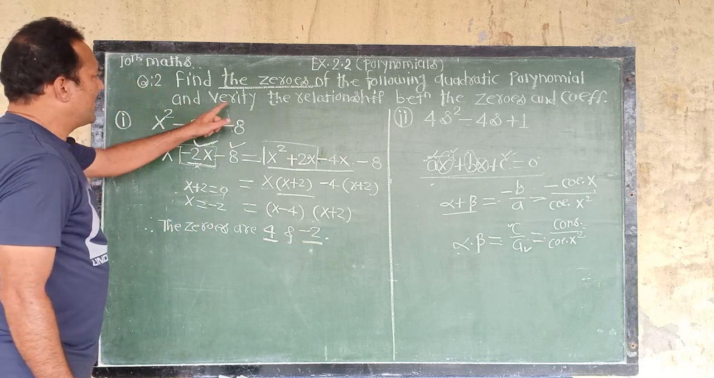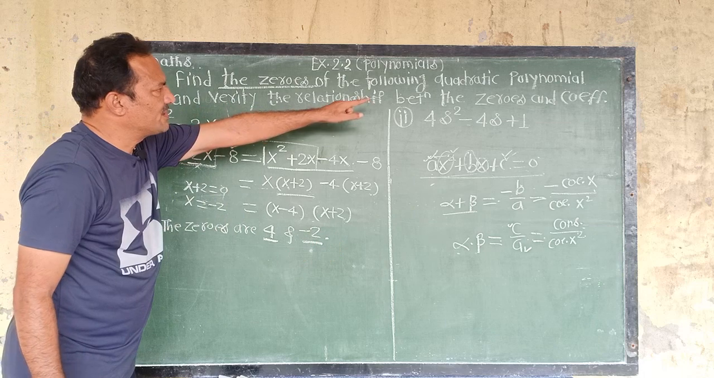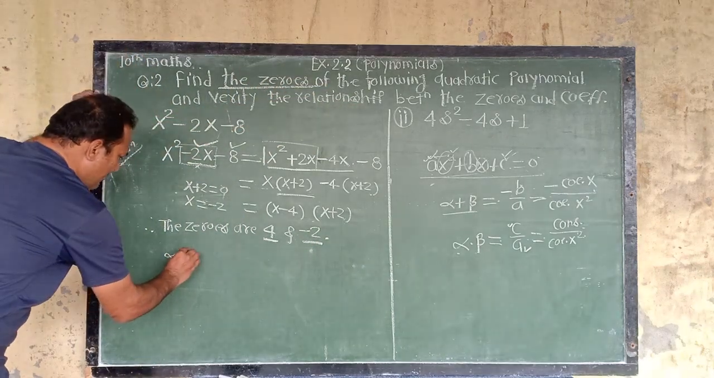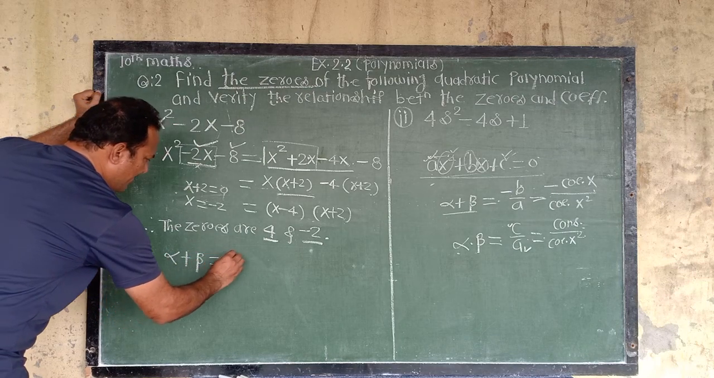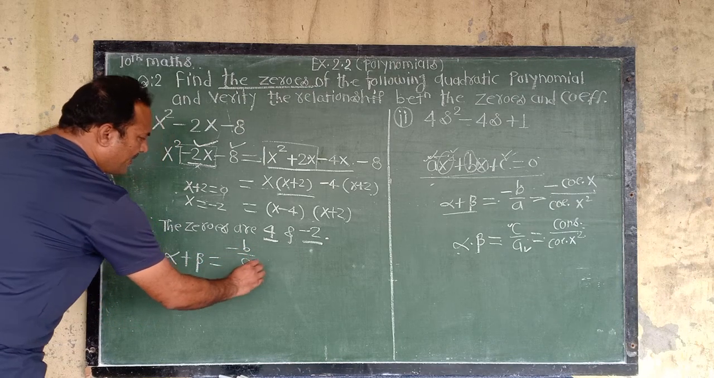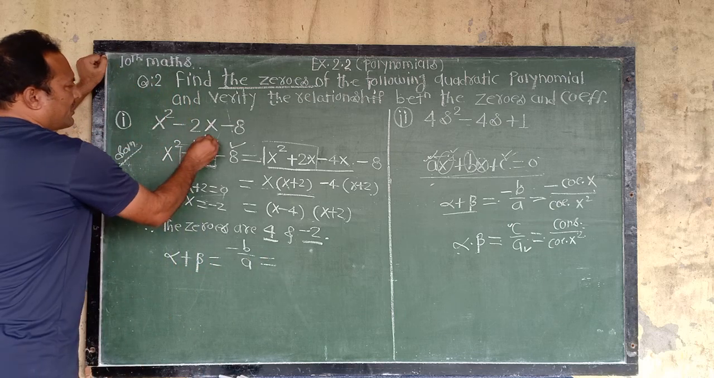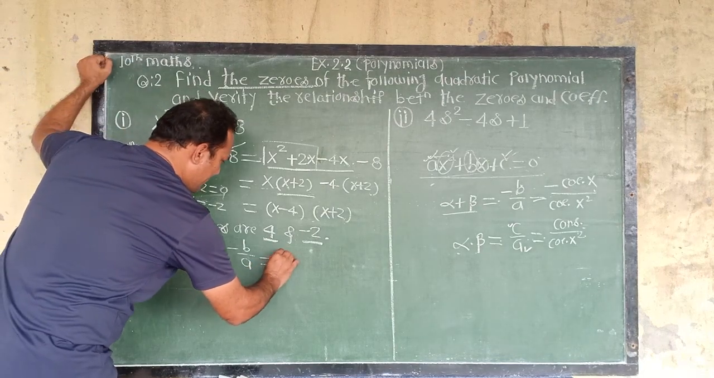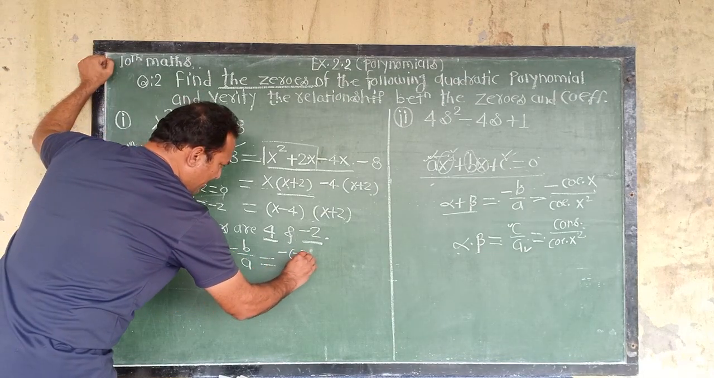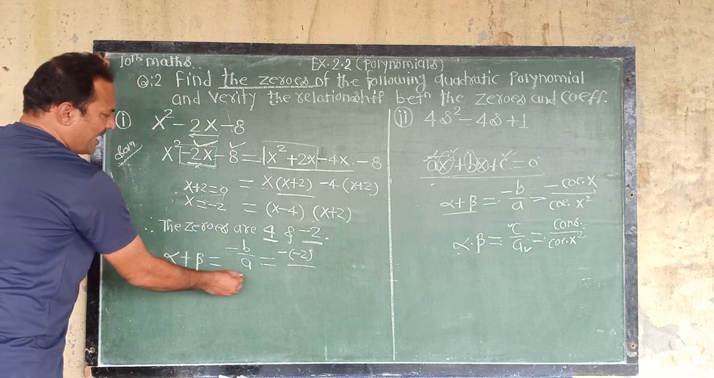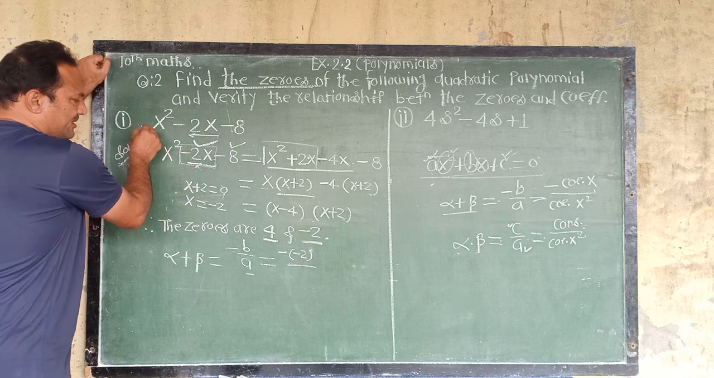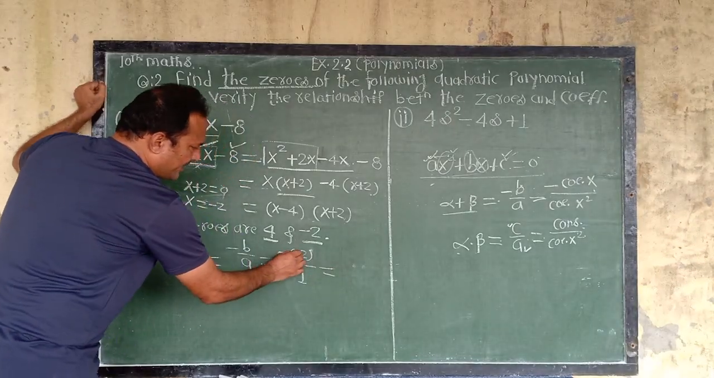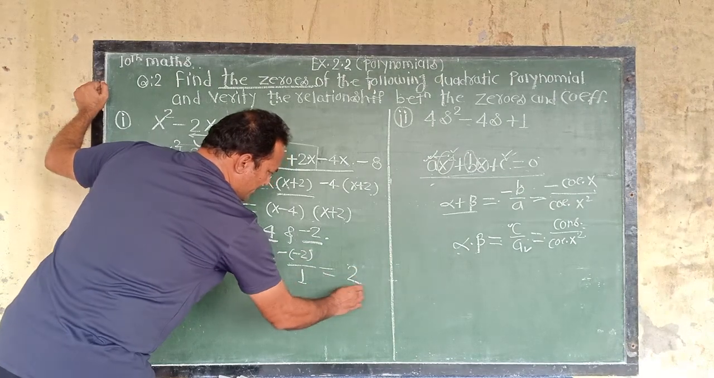Now verify the relationship between the zeros. Alpha plus beta is equal to minus b by a. Minus b means the coefficient of x, which is minus 2, already given. Then we already have the minus sign. Divided by a, the coefficient of x square, which is given here as nothing, meaning 1. Negative, negative, positive. This is 2.